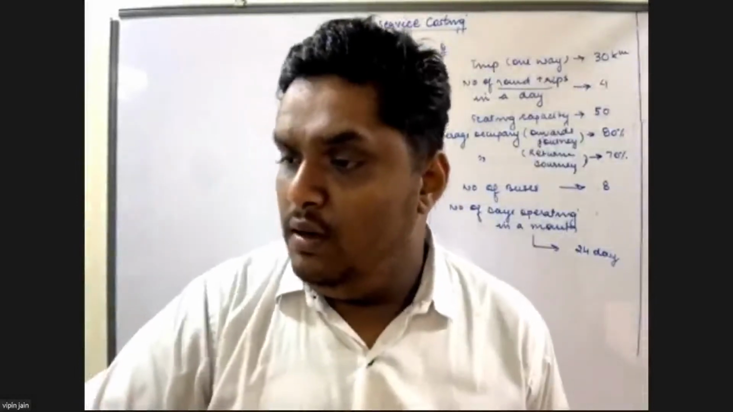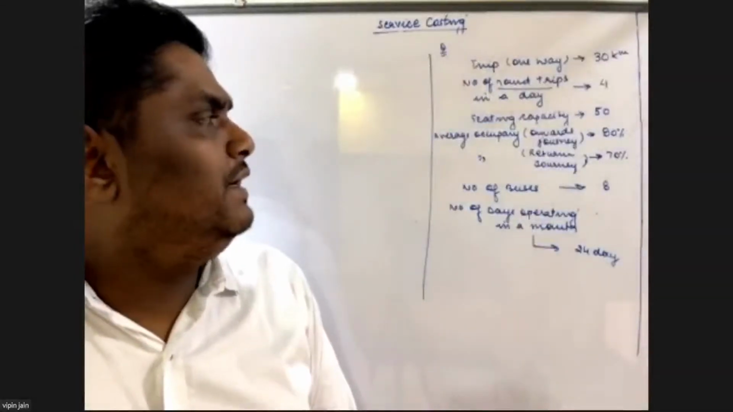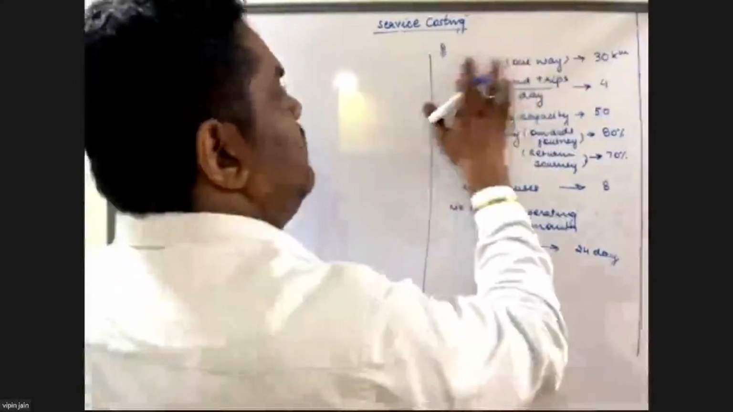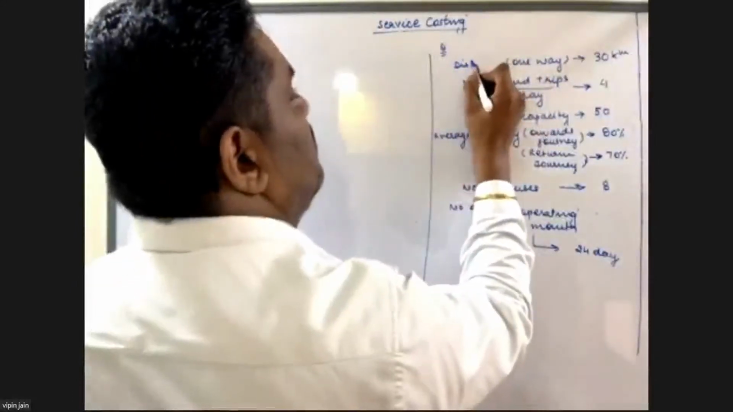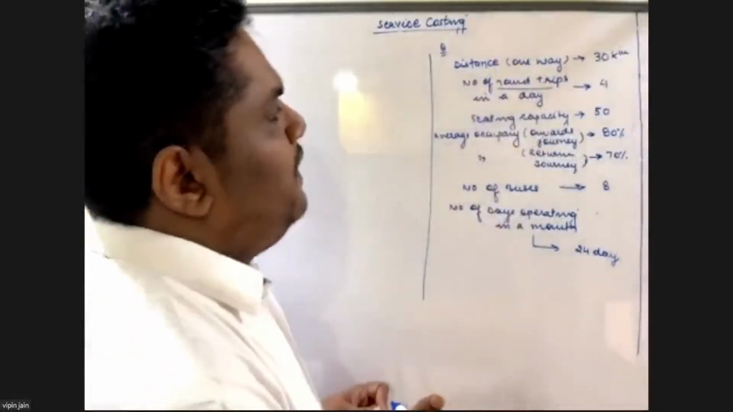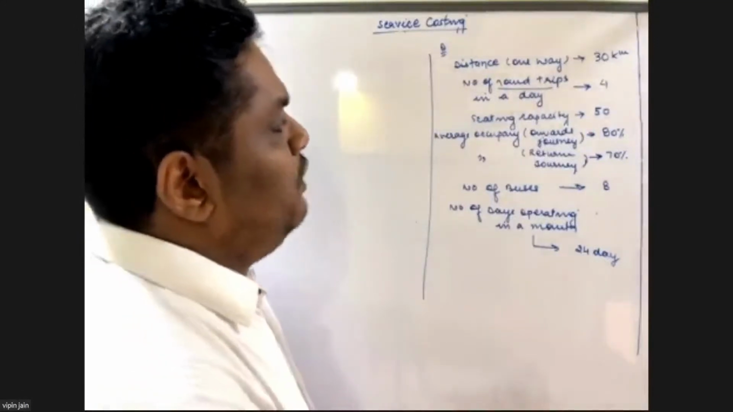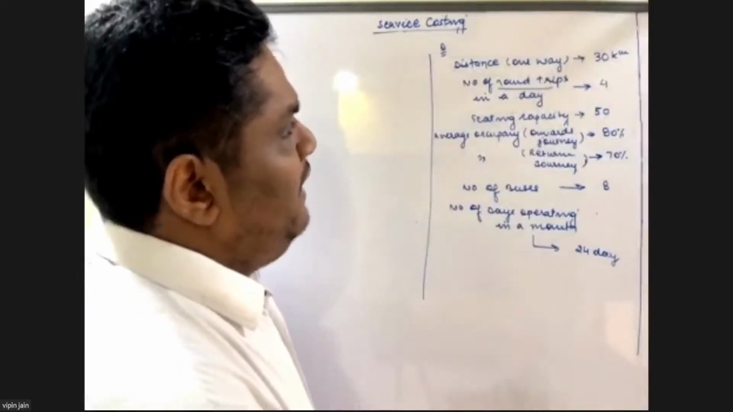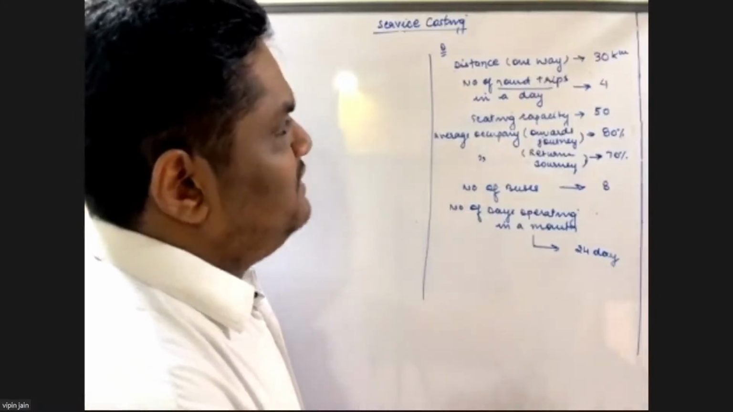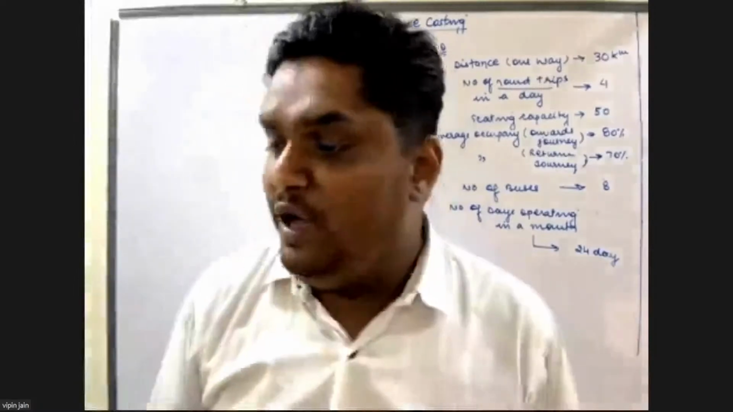Very good, Komal. So herein, the distance traveled one way is 30 kilometers. Number of round trips in a day, 4. Seating capacity is 50. The average occupancy in the onwards journey is 80%, and in the return journey it is 70%. The number of buses is 8 and the number of days operating in a month is 24 days. So waiting for your answers, guys.